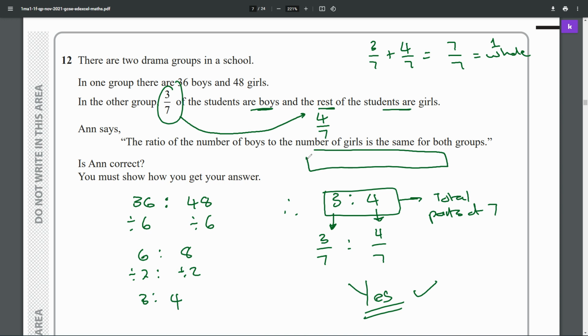Suppose you have some kind of chocolate. 1, 2, 3, 4, 5, 6, 7 components. Let's suppose I have some kind of chocolate and I want to divide it 1, 2, 3, 4, 5, 6, 7. I can see that this side is going to be 3 out of 7, and this side 4 out of 7. And that's how we get those fractions over there.